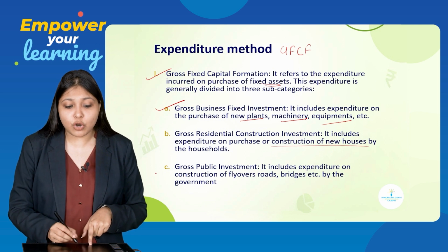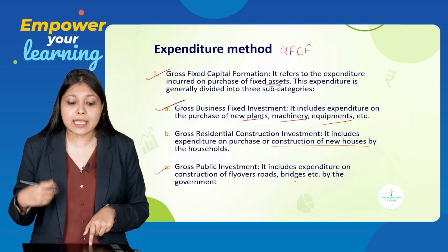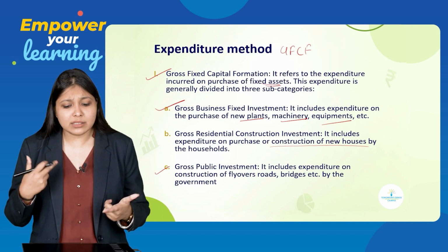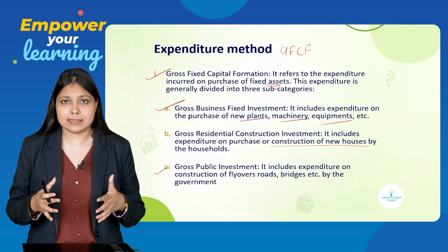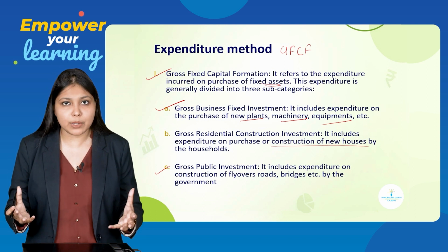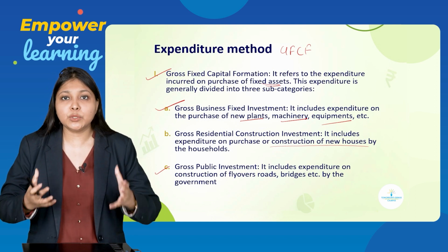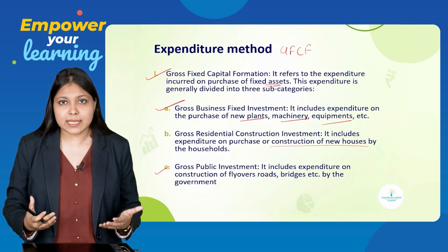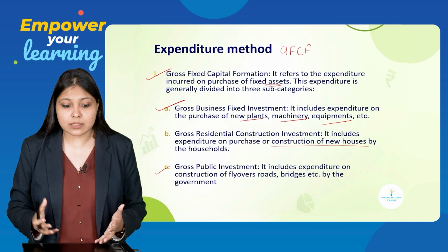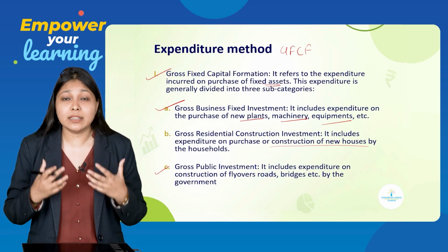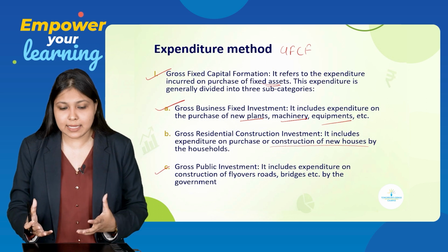And C is gross public investment, which means expenditure done on constructing flyovers, roads, dams, bridges, etc. Because all these constructions are done from the expenses of the government. No private people is going to go and make a bridge or a dam, right? Government is going to do all the expenses for such constructions. So GFCF is nothing but the expenses done on the fixed assets.